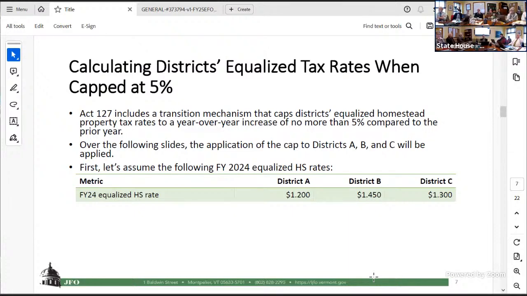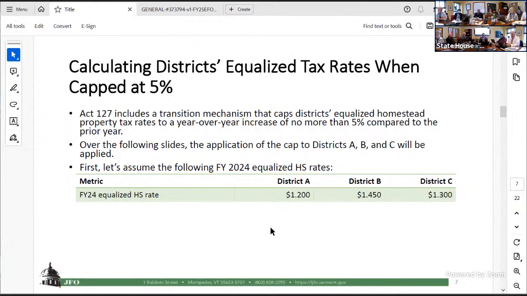However, Act 127 has this 5% capping threshold. So this is where in the process the 5% cap sits into the formula. So we'll recall the transition mechanism caps districts' equalized homestead rate to a year-over-year increase of no more than 5% compared to the prior year. So we'll see now how that 5% may or may not be applied to these different districts. And you'll recall that all districts are eligible regardless of the impact of Act 127 on their weighted pupil count.